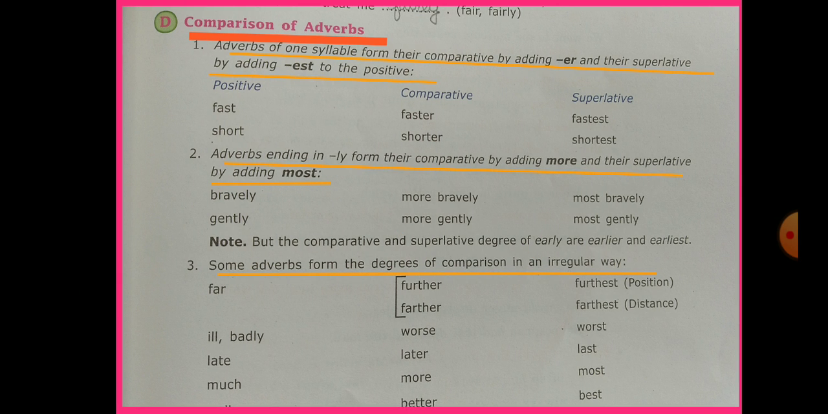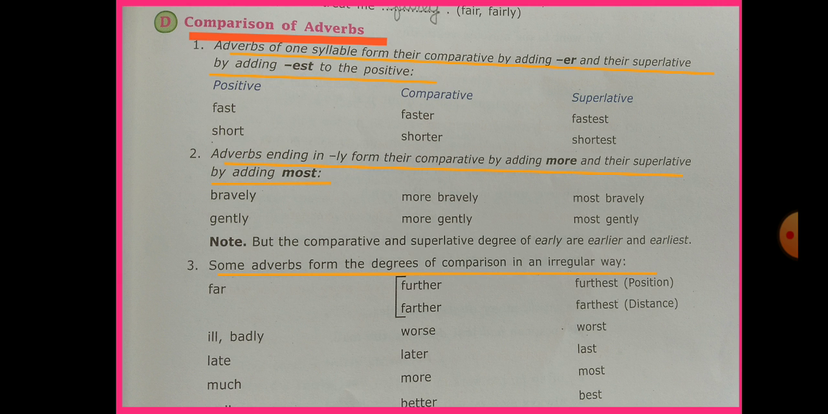First of all, we will take up comparison of adverbs. We have three forms of comparison. First is positive degree, second is comparative, and third is superlative degree. If we have to talk about one adverb, then we will use positive degree. If we have to compare two, then we will use comparative. If we have to talk about more than two, then we will use superlative degree. But how will we get it?